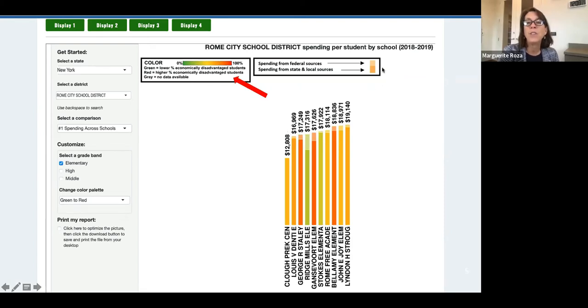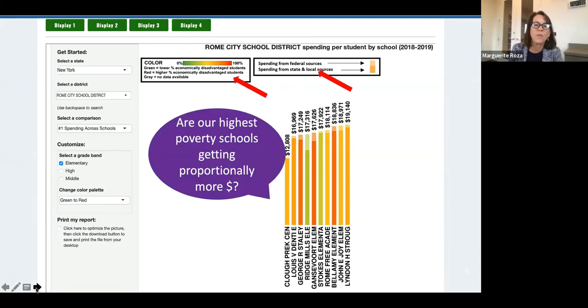But the other thing to notice is that the top sliver on each bar is the federal money. So that federal money is a way to allow somebody right away to say, is this district giving our highest poverty schools more money? And in this particular district, the answer is not so much, right? We have some high poverty schools that are on the lower spending level and some that are on the higher spending level. We have some mid poverty level schools that are all over the place. One here with quite a bit less money, down at $12,000 a student.